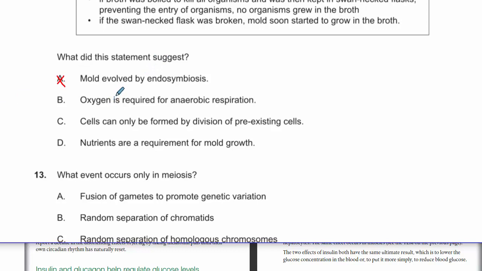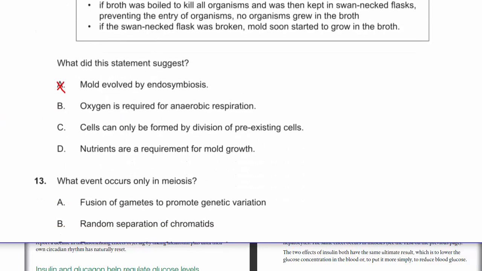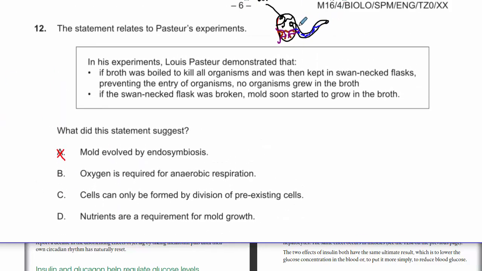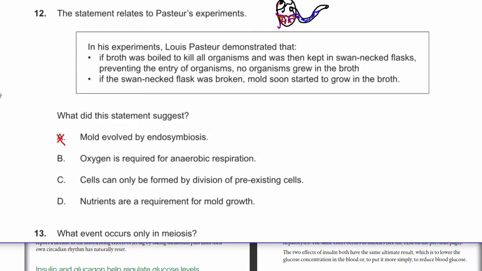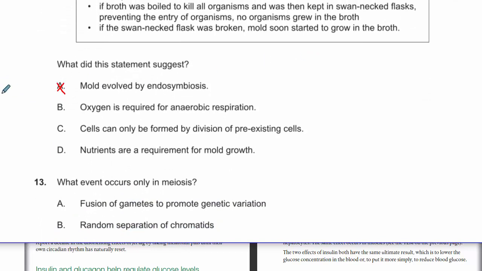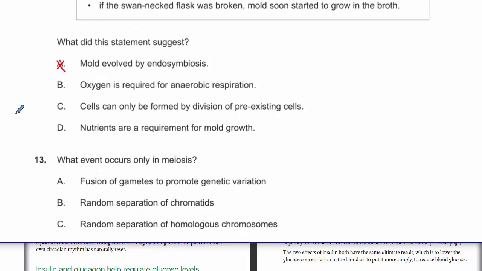Oxygen is required for anaerobic respiration. No. Even if Pasteur removed the oxygen, mold could grow in his broth. And if there was oxygen, the mold could still grow. Molds can often grow both anaerobically and aerobically. C. Cells can only be formed from division of pre-existing cells. And this is indeed the correct answer.